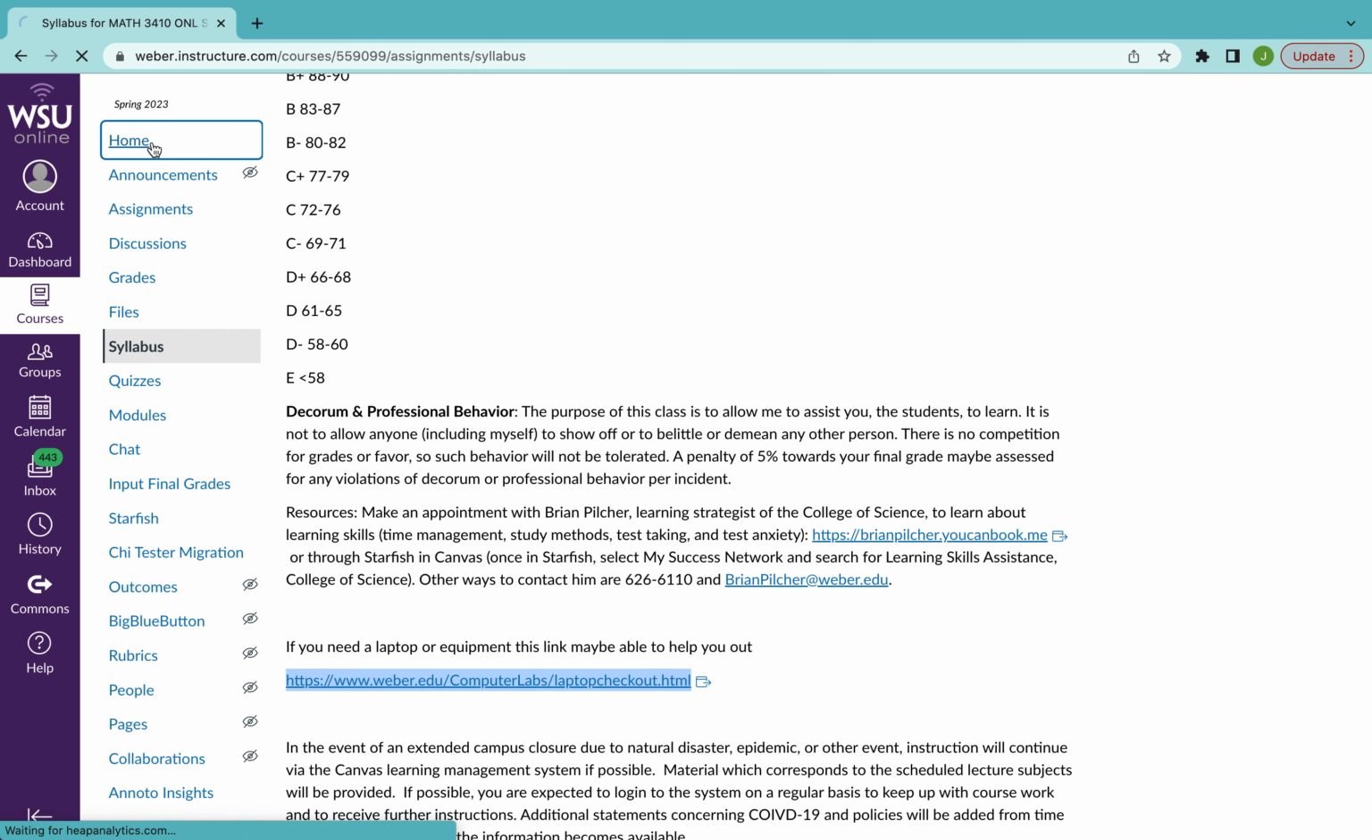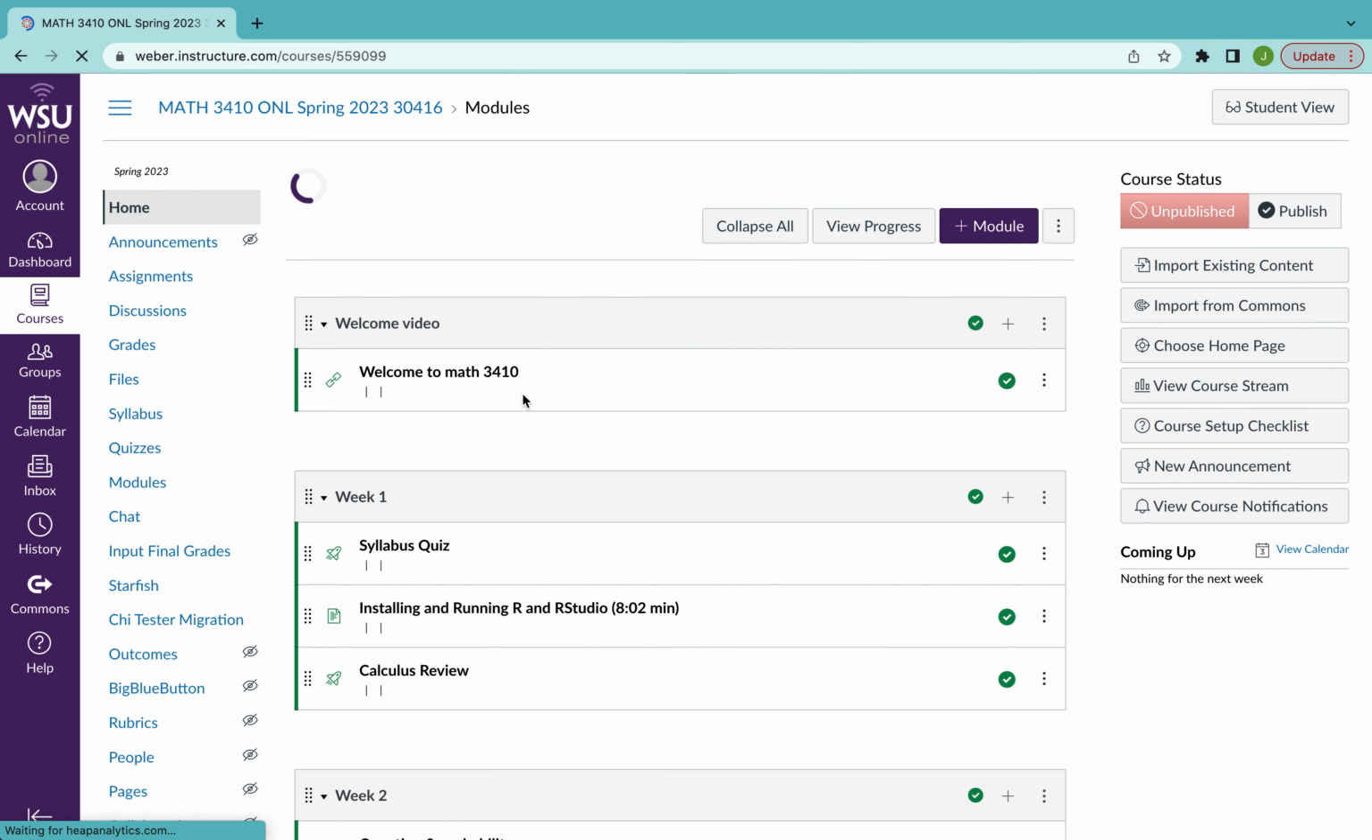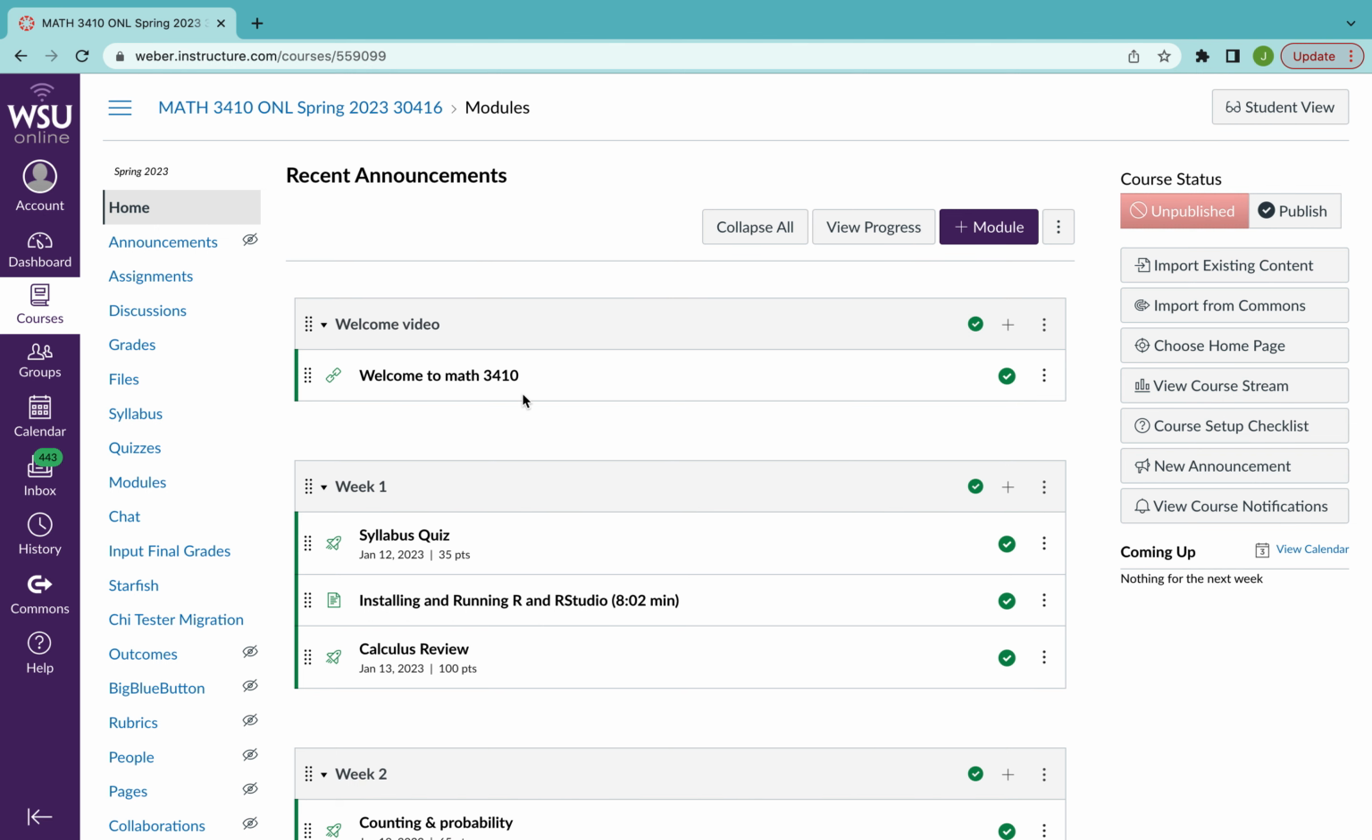So that is my orientation to Math 3410. Each week, what you need to do is contained within the module, and that is what you need to orient yourself to succeed each week.